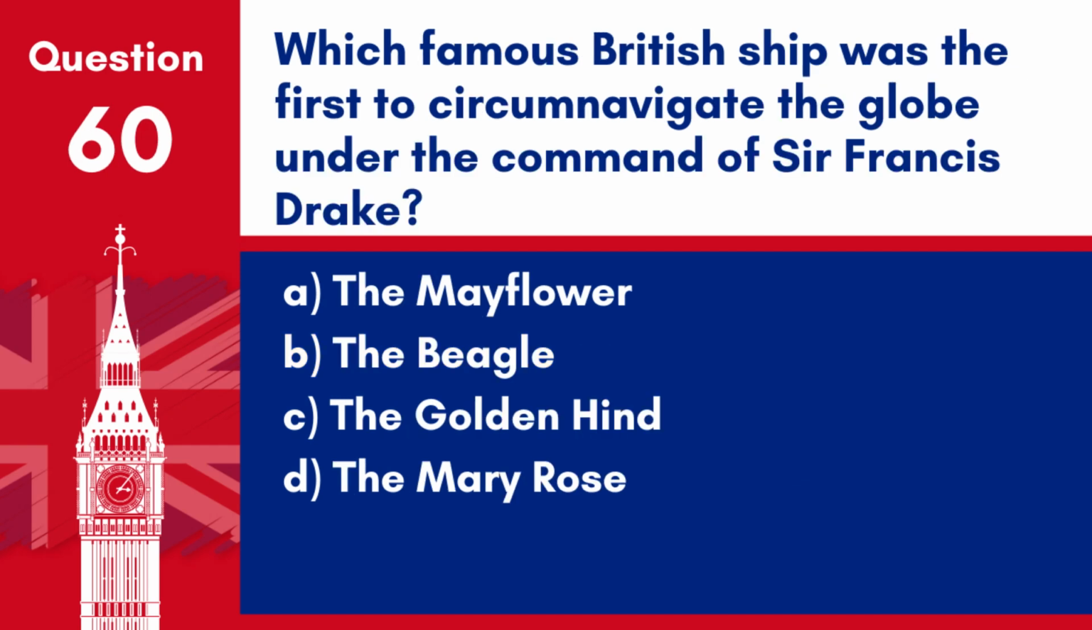Question 60. Which famous British ship was the first to circumnavigate the globe under the command of Sir Francis Drake? A. The Mayflower. B. The Beagle. C. The Golden Hind. D. The Mary Rose. Answer: C. The Golden Hind. The Golden Hind was the famous British ship that was the first to circumnavigate the globe under the command of Sir Francis Drake in the late 16th century.